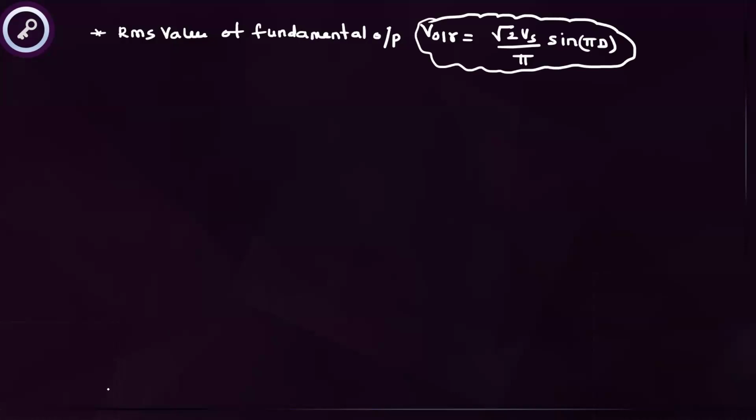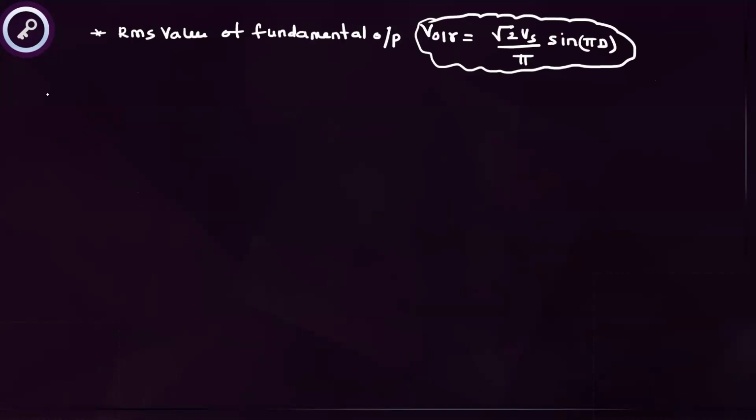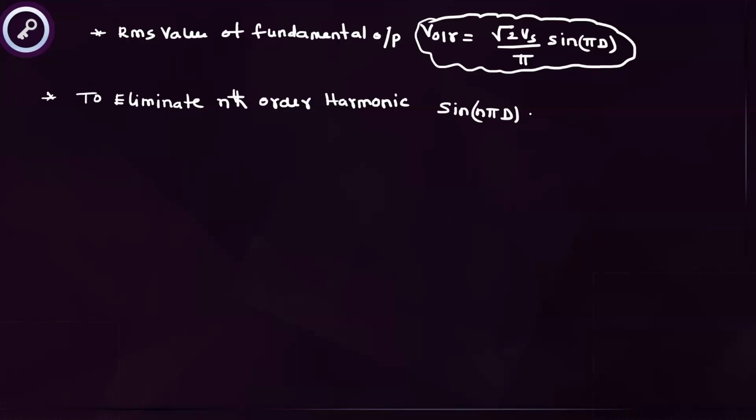But here the question is, the output consists of harmonics. To eliminate the nth order harmonic, at what duty cycle do you have to operate the chopper? This is important. To eliminate the nth order harmonic, you find the condition by equating sin n pi d equal to 0.